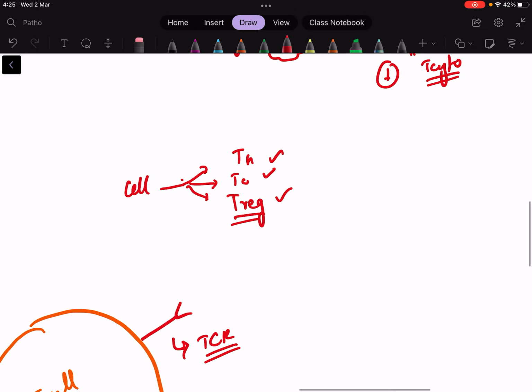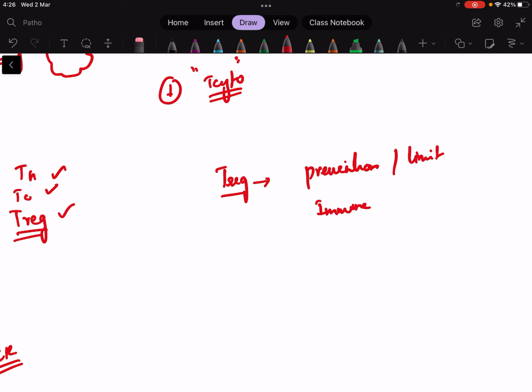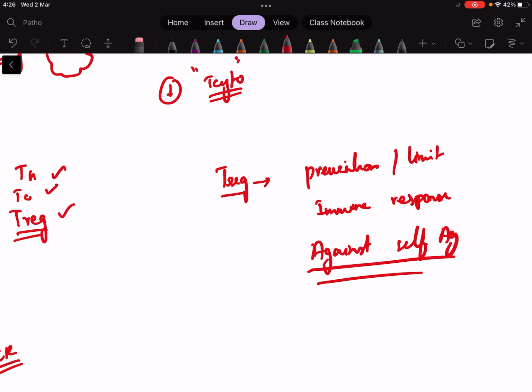And I forgot to tell you that T regulatory cells also help in prevention or limiting of the immune response against self antigen. So what is the meaning of this?